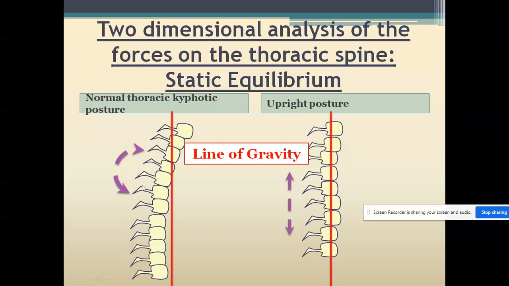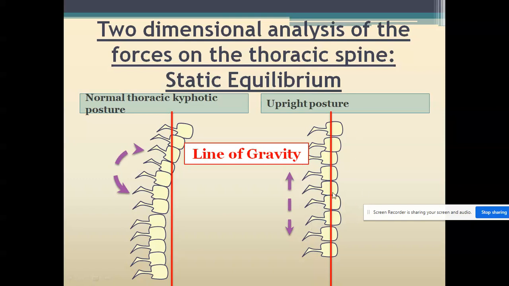How is the force distributed in normal thoracic kyphotic posture? The force accumulates anteriorly. Thus, this may produce an anterior compression effect on the anterior aspect of the thoracic vertebrae. Whereas in superincumbent upright posture, the compressive load is distributed between the vertebral bodies and the articular processes.